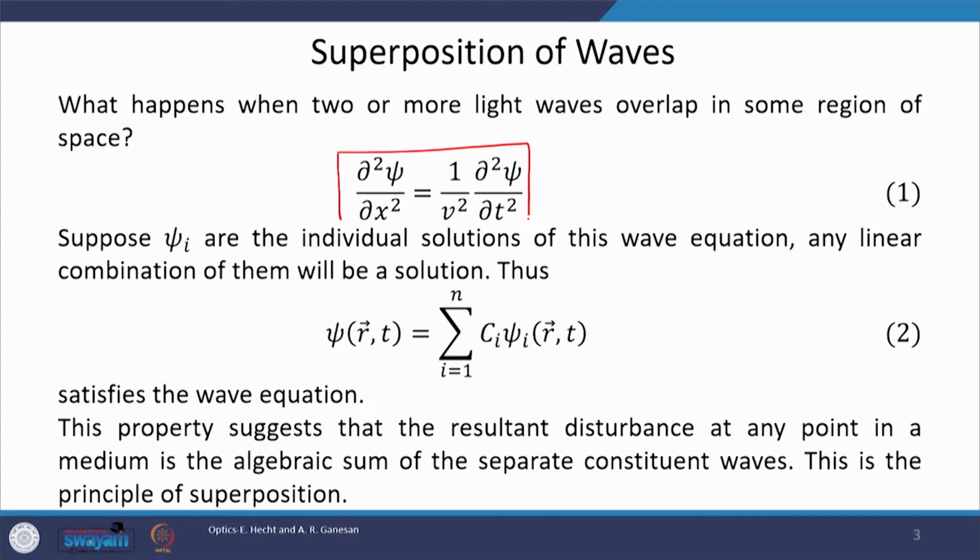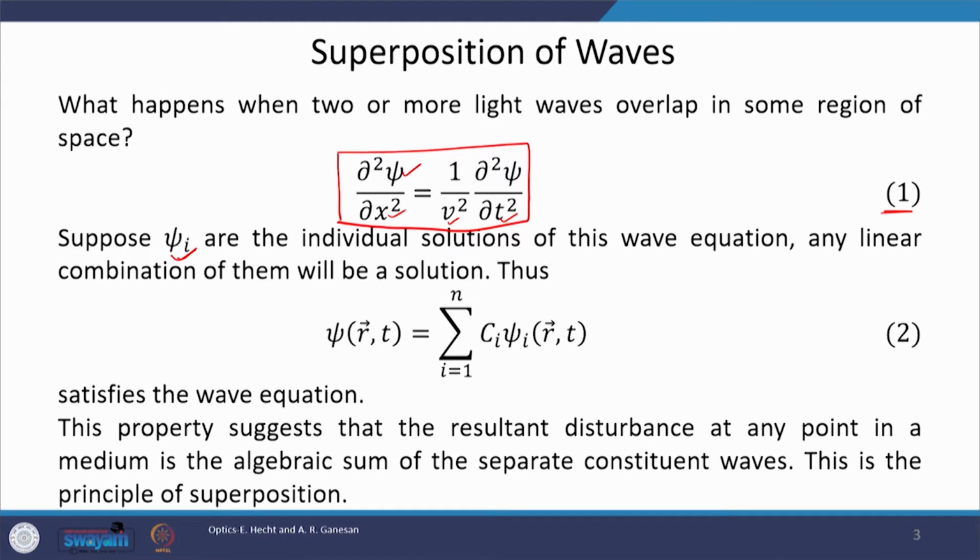Now we know that the dynamics of a wave is governed by the wave equation, okay, and this is the expression for the wave equation in 1D, where psi is the wave function, x is the direction of propagation, t is the time, and v is the velocity of the wave in the medium. Now suppose there are n number of waves which are overlapping in time and space both. Say psi 1 is the wave function for one of such waves, and this psi 1 would be the solution of this wave equation 1, okay.